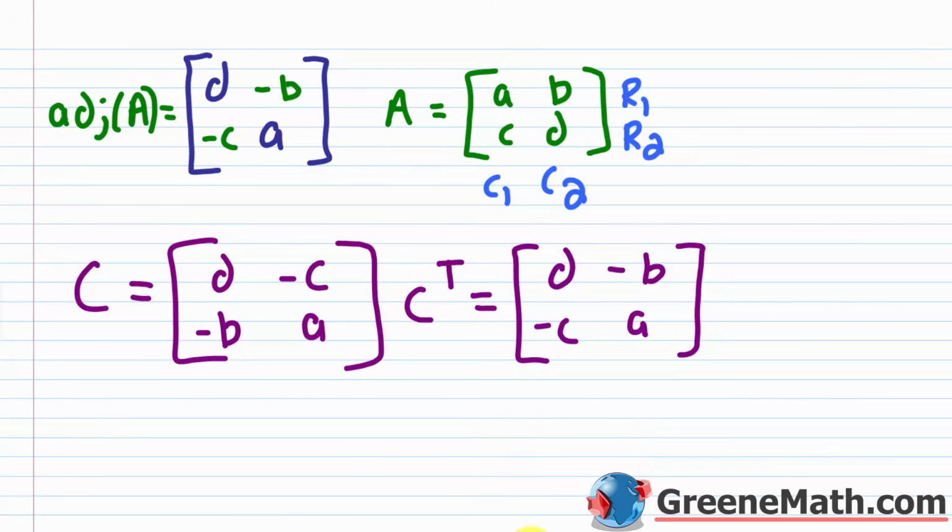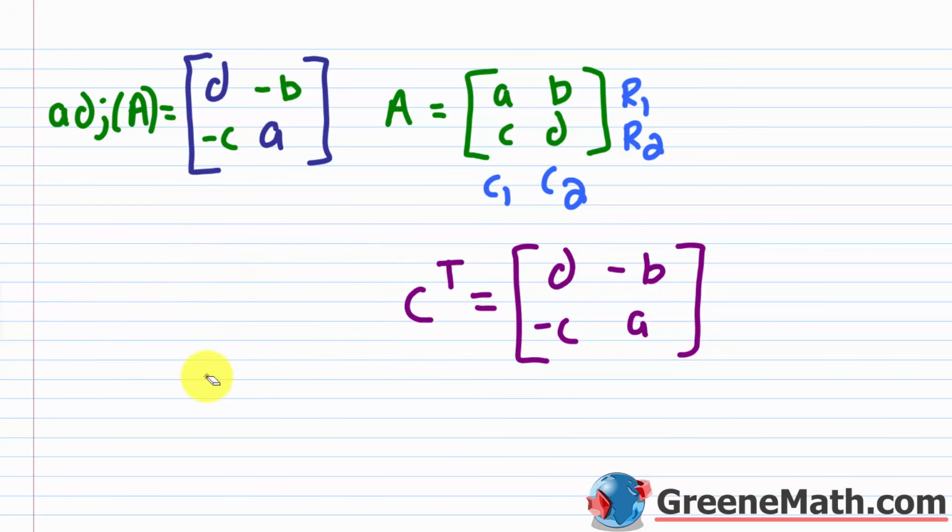Now, another way you could do this, you could say that the first column became the first row and the second column became the second row. So however you want to do that. So I'm done with this matrix here. And basically at this point, I can say that the adjugate or the adjoint of our matrix A is equal to the transpose of our matrix C, which is this guy right here.